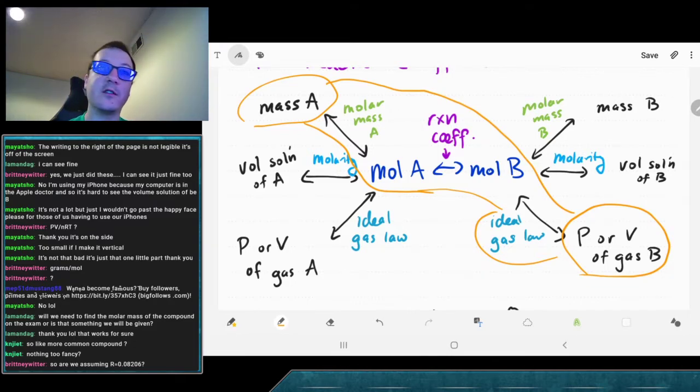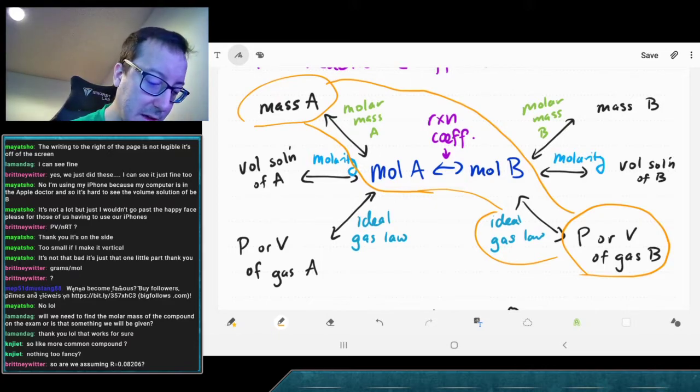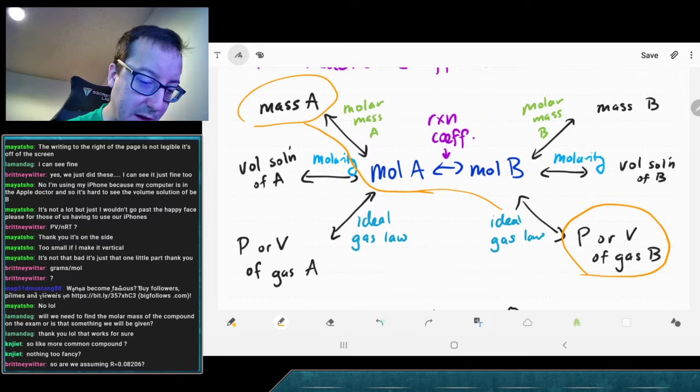So we're going to start with our mass of A and molar mass. We already have those. That's hydrogen peroxide. We already have our reaction coefficients as well. So the only thing new we're doing here is we're applying the ideal gas law to this as well. So let's go ahead and get rid of the orange before I forget.